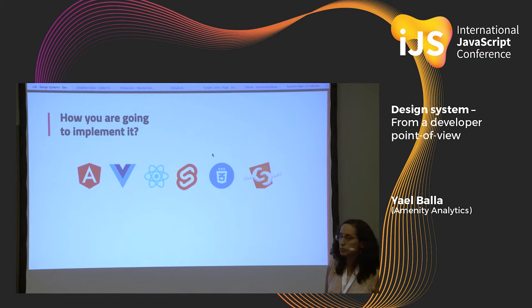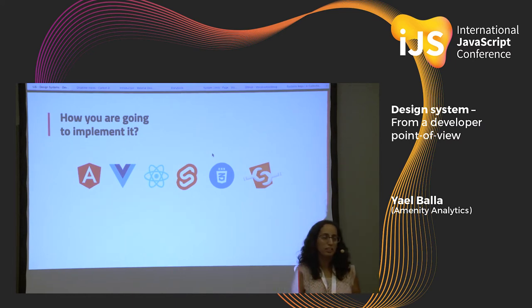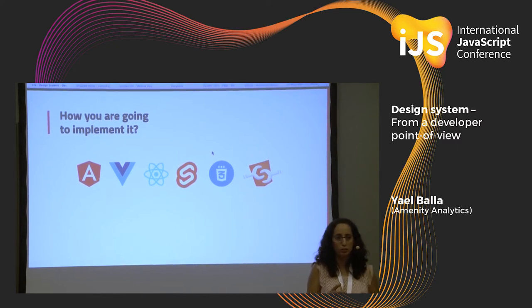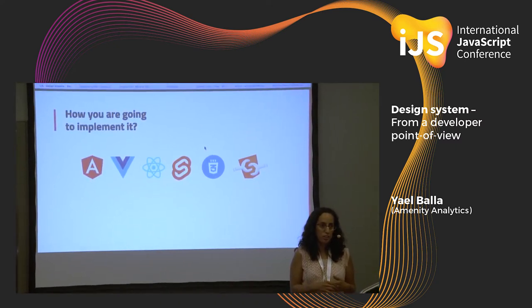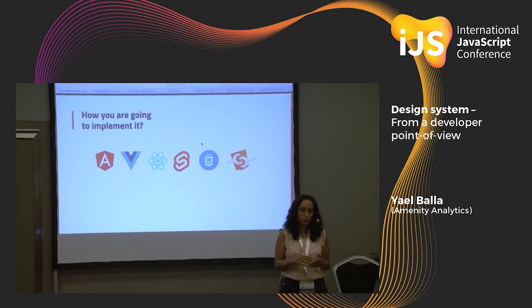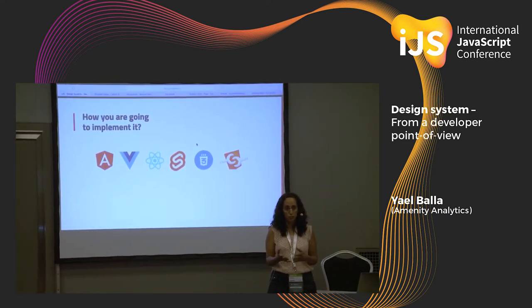So how are you going to implement it? Every company has different projects, so you also have different frameworks, and you need to decide what you want to start with, what is your delivery for the developers. In Amenity Analytics, where I work today, all our projects are with React, so it's easy. You can just make a UI component library. But if you have multiple frameworks, you might want, at the beginning, to provide just a CSS file with definitions, so it will be easy for everyone to consume.